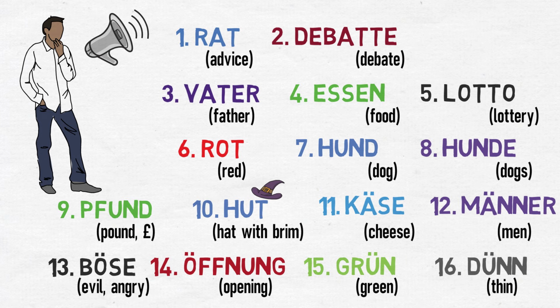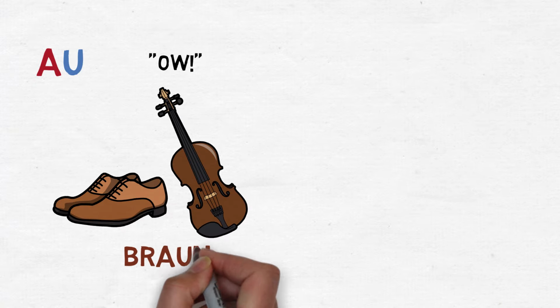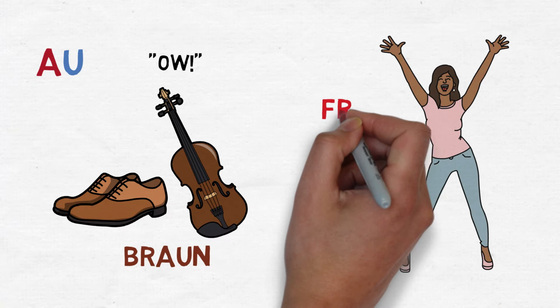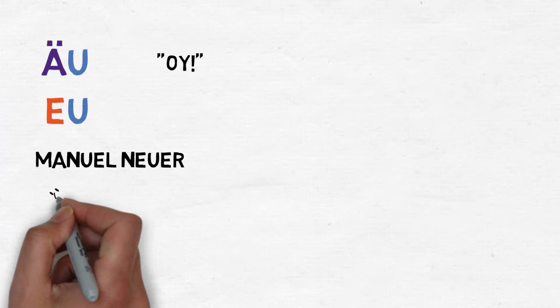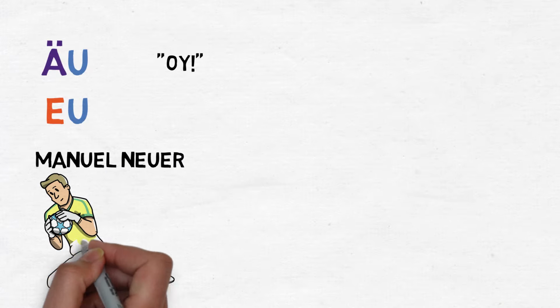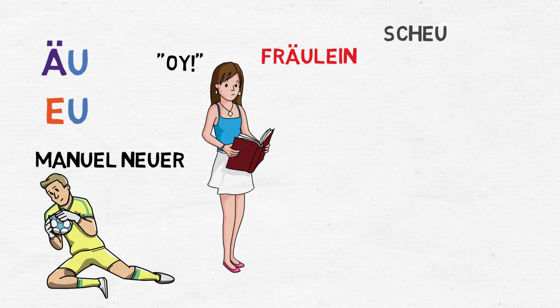In German, there are often vowel combinations, and these make different sounds. The first is A and U together, which makes an Au sound. For example, braun, meaning brown, or Frau, meaning woman or Mrs. The next is A umlaut and U, which makes an Oi sound. The same sound is made with E and U. For example, Manuel Neuer, a German goalkeeper. Fräulein, meaning miss. Scheu, which is a word for shy.